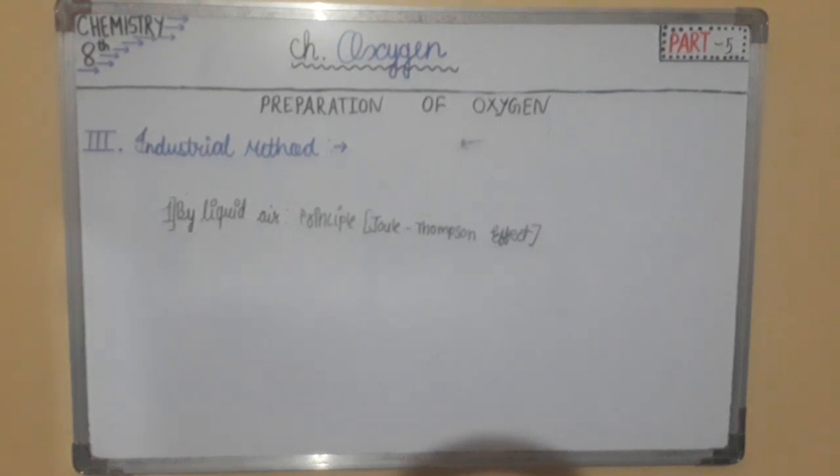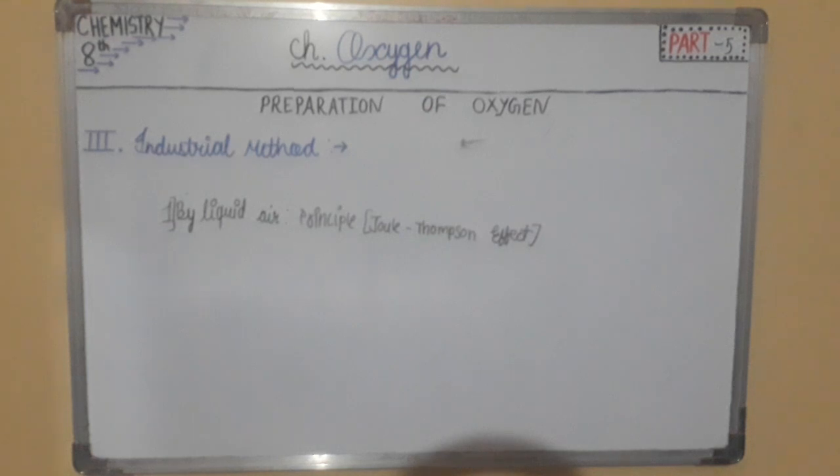Third, nitrogen with a lower boiling point, minus 196 degrees Celsius, is evolved first, leaving behind the liquid oxygen, which on further evaporation turns into gaseous oxygen. Fourth, the oxygen gas is then dried, decompressed and stored in steel cylinders under pressure.